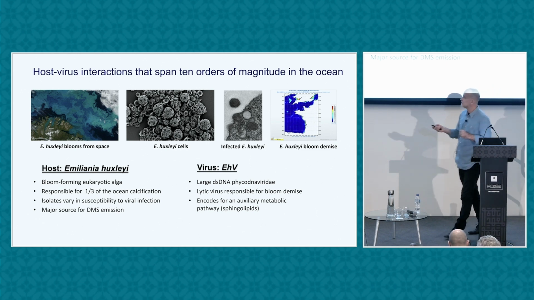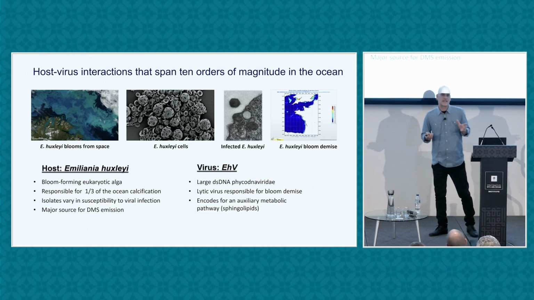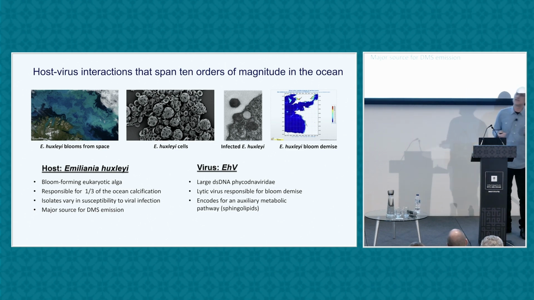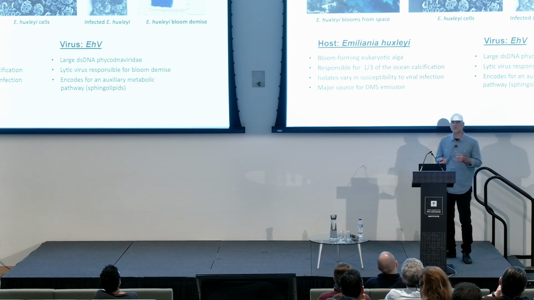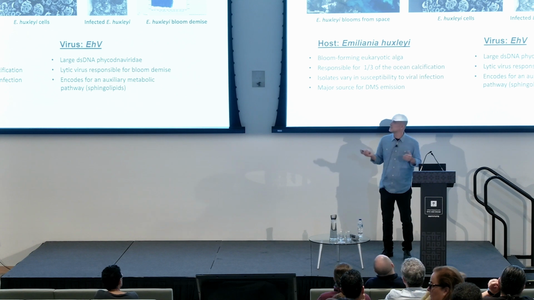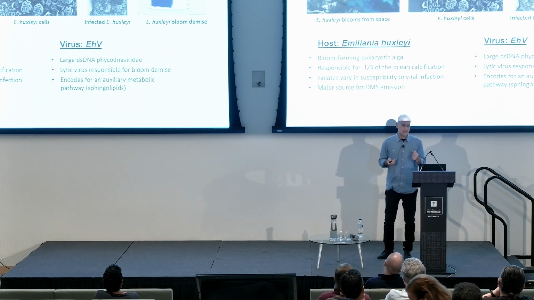In our case, this virus is highly specific to this bloom-forming algae, and it contains not only close to 800 genes, but a very unique pathway: almost the complete biosynthesis pathway for sphingolipids that every eukaryotic cell will have, but this is the only virus known to date to contain such a pathway.